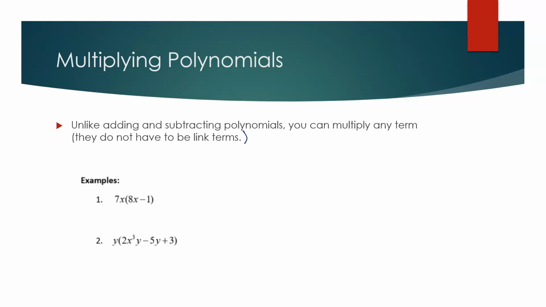7x times the quantity of 8x minus 1. You're just going to take 7x times 8x, which is 56x squared. 7x times 1, negative 7x. That's your answer.